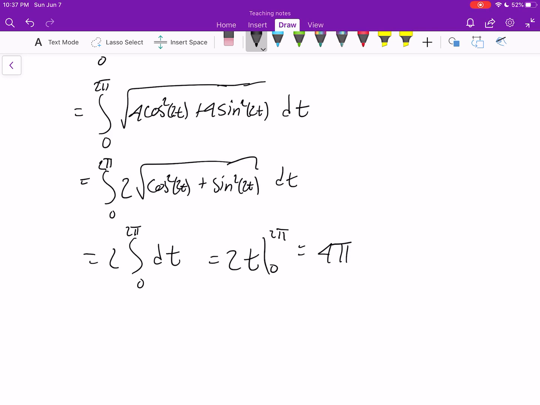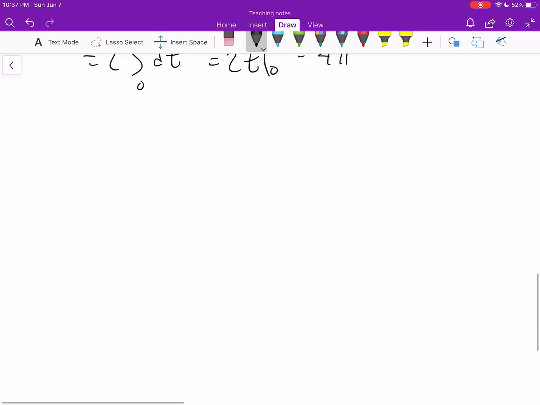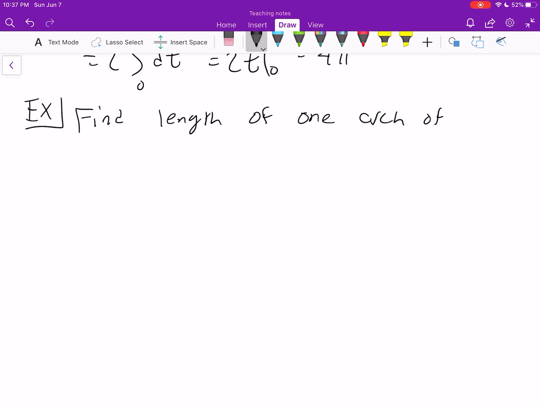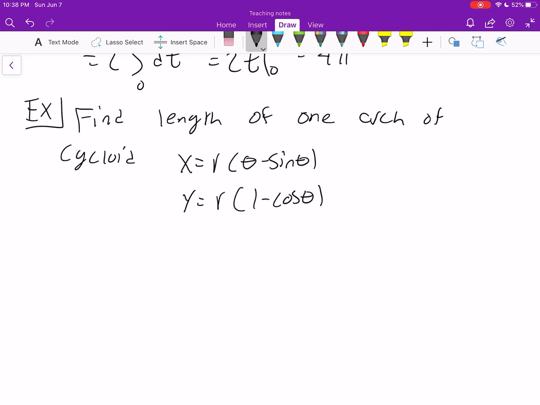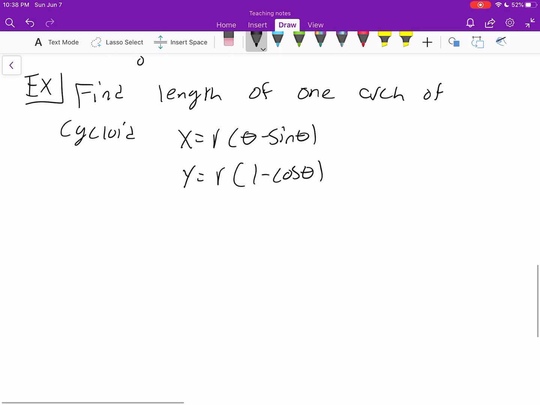So we're going to move on to the next example because it's the last one. So let's go ahead and jump in. Find the length of one arch of the cycloid x is equal to r times theta minus sine theta, y is equal to r times 1 minus cosine theta. And we have 0 is less than or equal to theta, less than or equal to 2 pi.